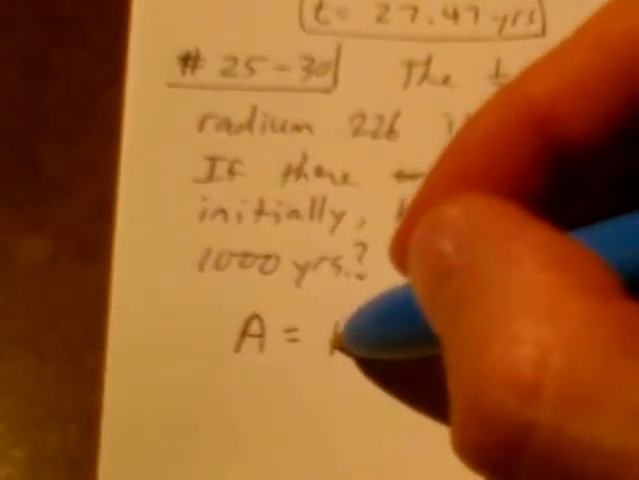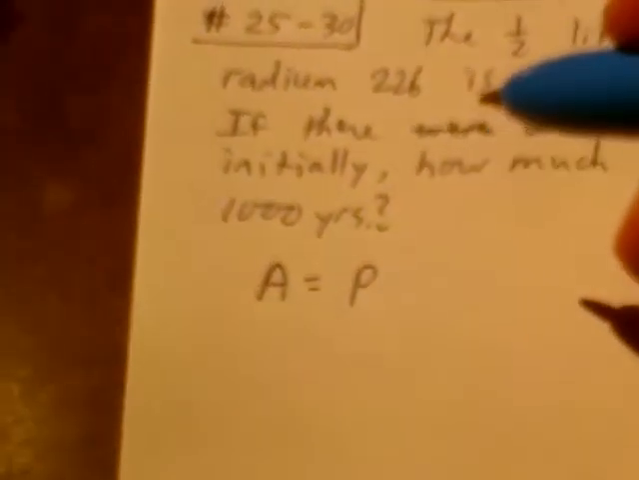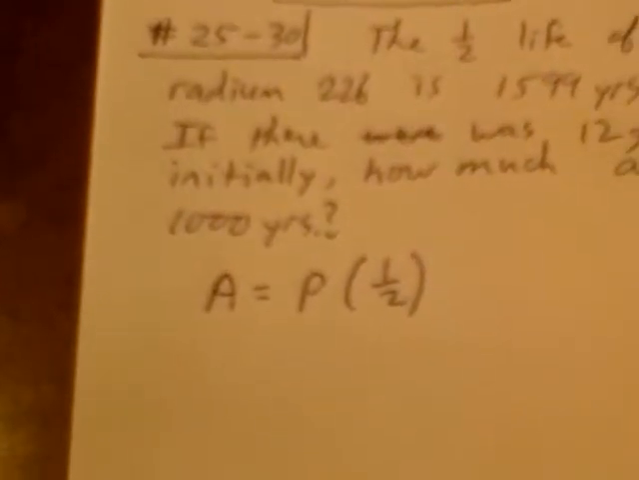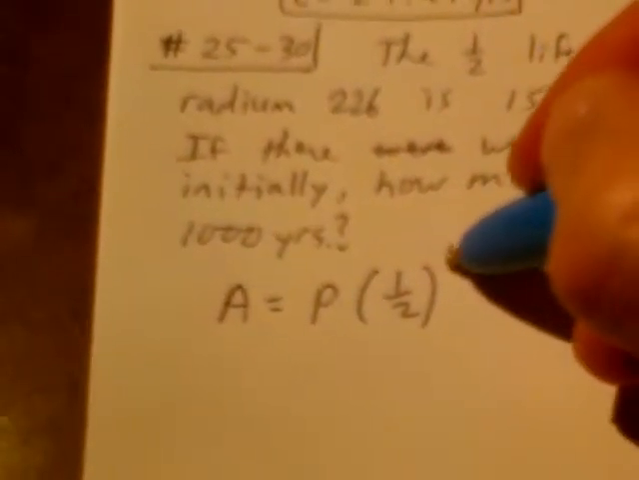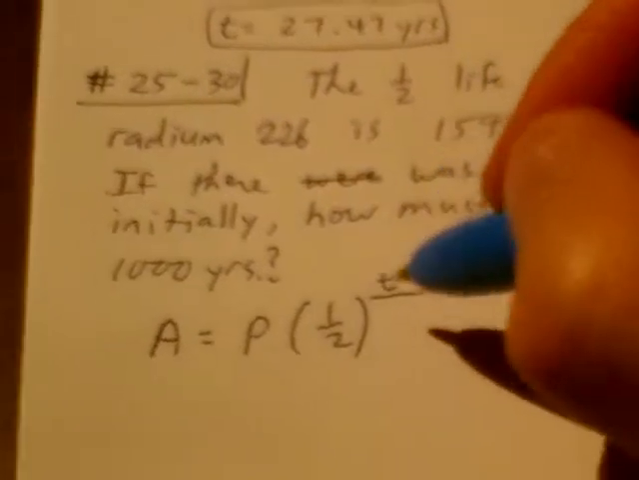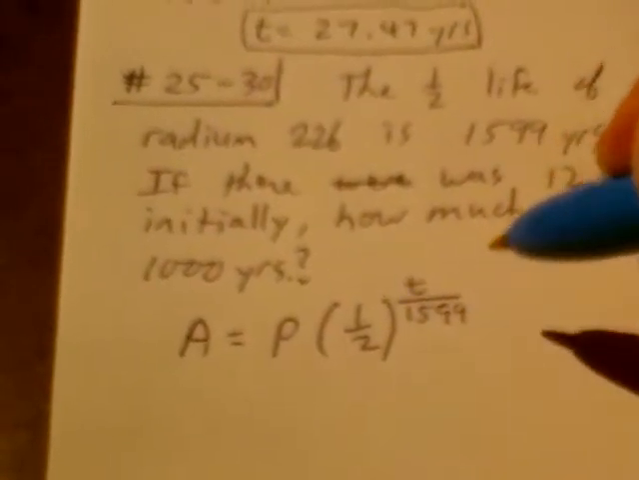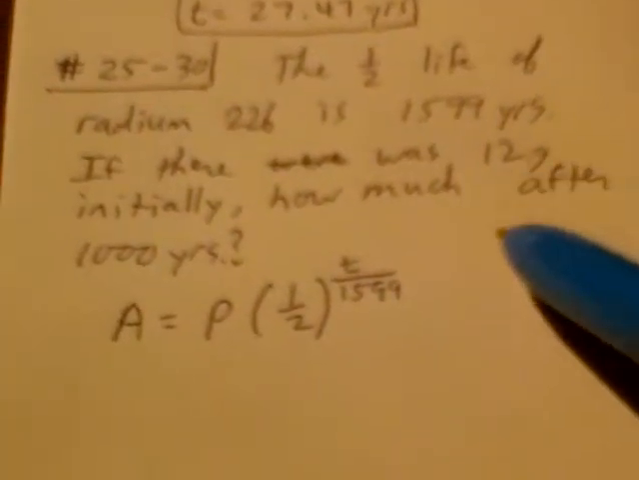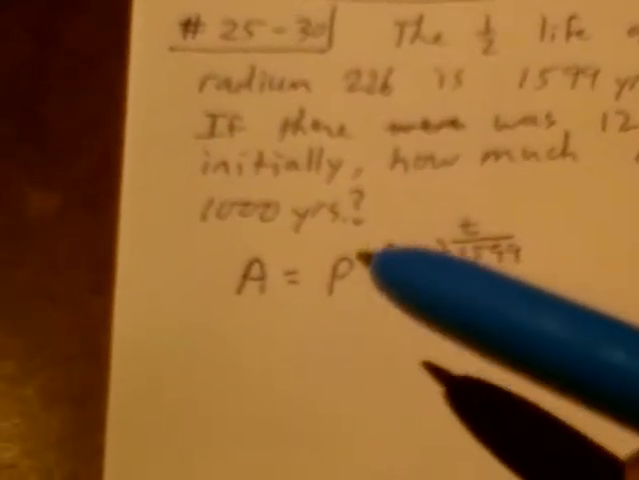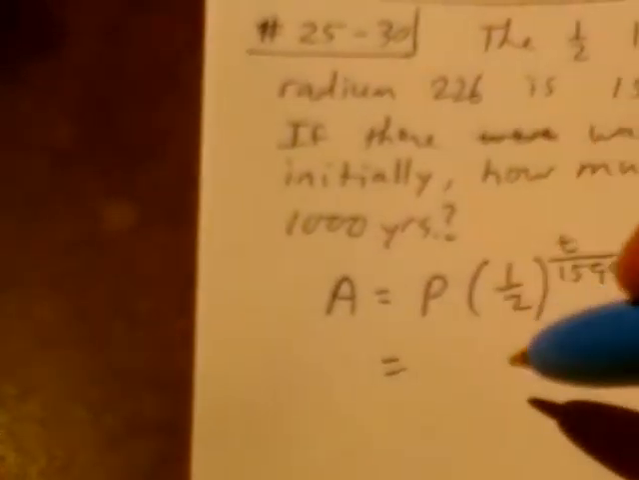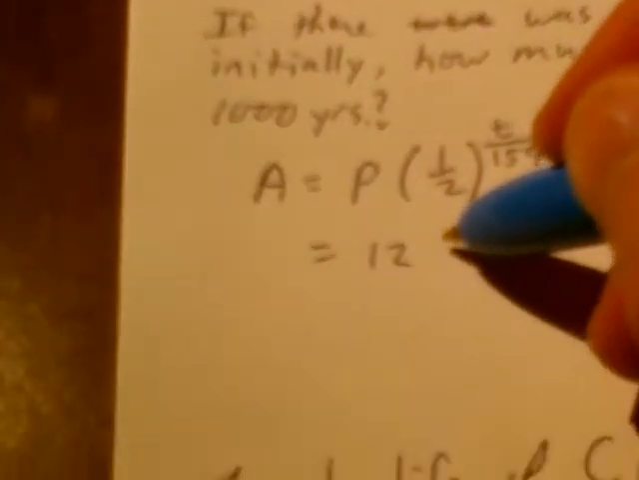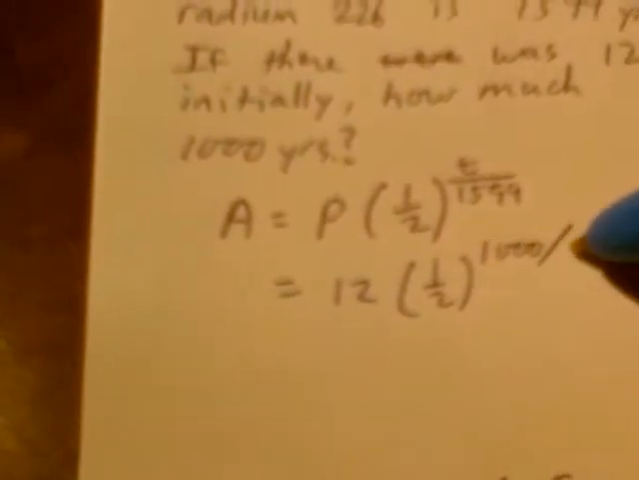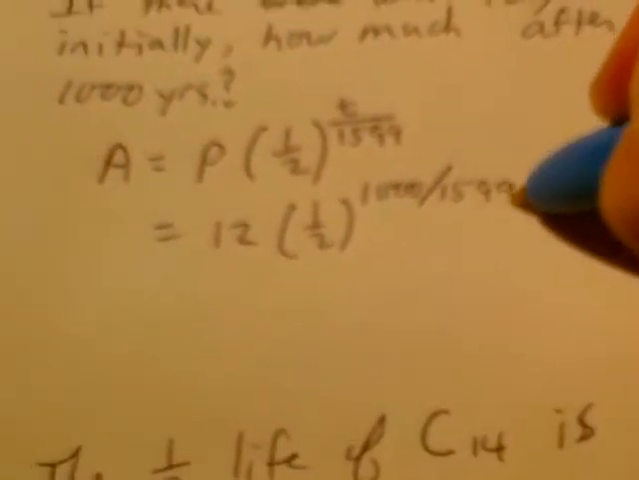So the amount equals, I'm going to say P again because we like to use P for our initial amount because it reminds us of principal. Half-life, well, it's half then, obviously. And then we do the time over the half-life, which is 1599. And so we're going to start with 12 grams, and we're going to go for 1,000 years, and we're going to figure out how much we have at the end. So here we have 12 grams times 1/2 to the 1,000 over 1599.